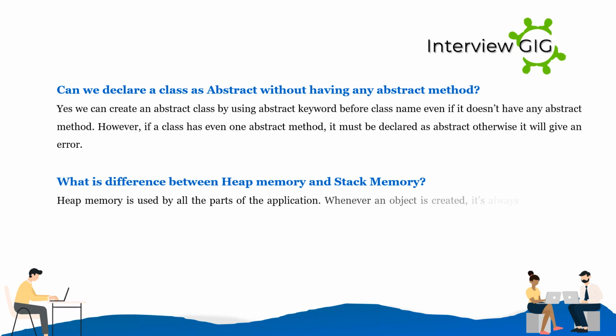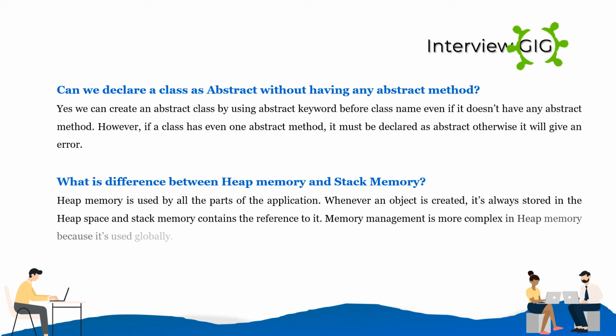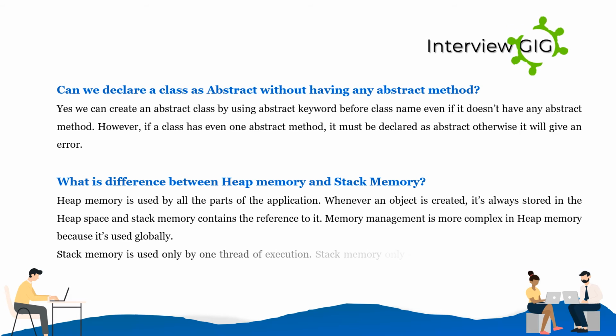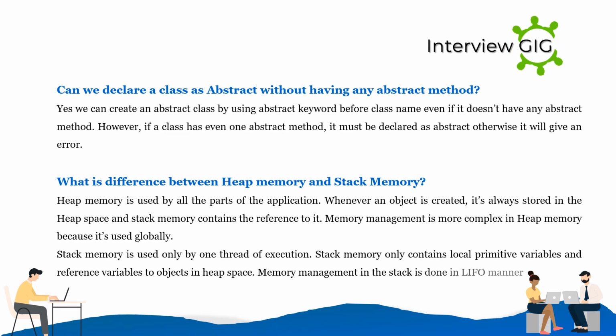Heap memory is used by all the parts of the application. Whenever an object is created, it's always stored in the heap space and stack memory contains the reference to it. Memory management is more complex in heap memory because it's used globally. Stack memory is used only by one thread of execution. Stack memory only contains local primitive variables and reference variables to objects in heap space.